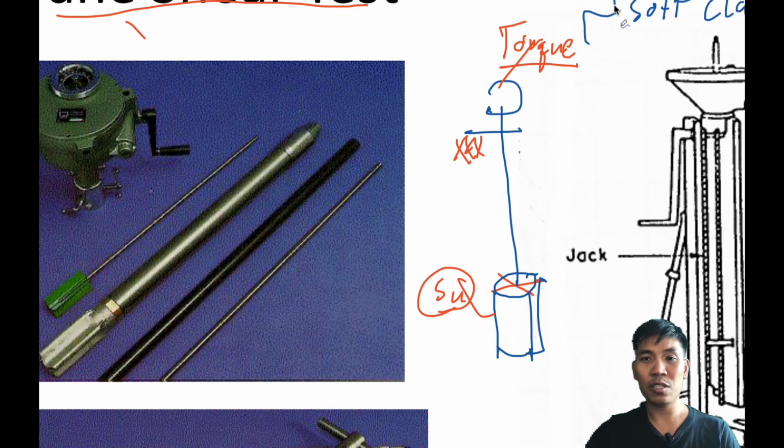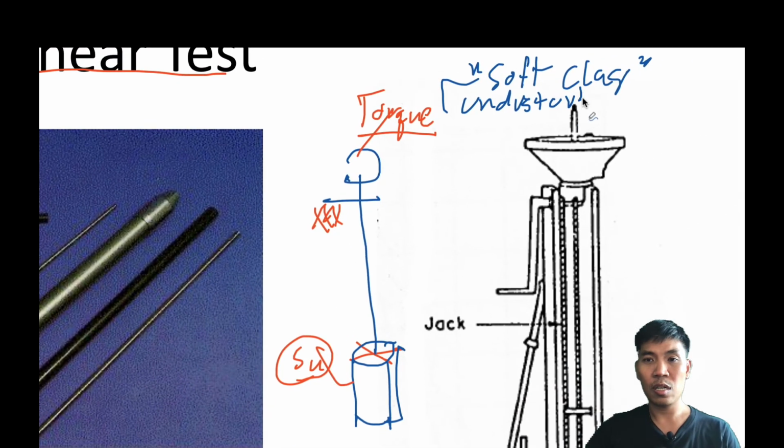I always use this test in soft clay because it's fast. When you rotate it, you know the torque, you can estimate the amount of Su immediately, and it's cheap and fast. And the other thing is that your soil is undisturbed. Undisturbed means you test the soil directly in the field, and you know the result from the field also. This one is quite good.